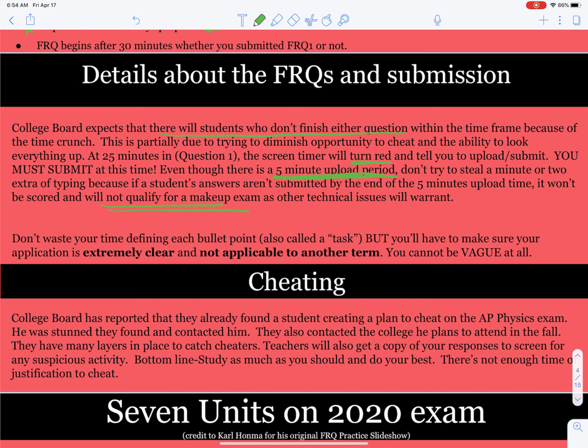If anything else happens, like there's another technical issue, as long as you tried to send it in by that time and something else came up, that may warrant a retake. Okay, and we're going to talk about that in a second.